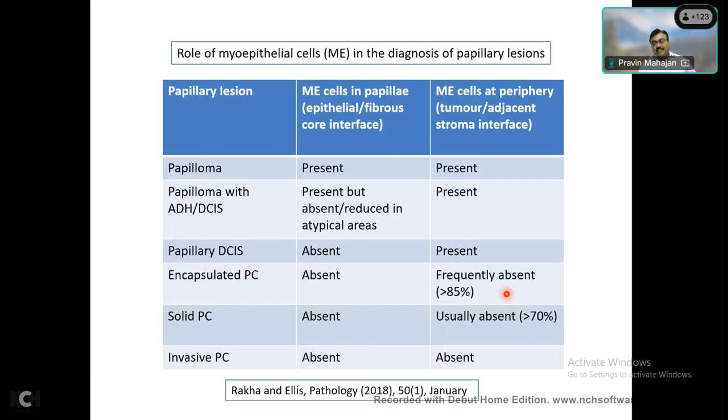In encapsulated papillary carcinoma, you will have absent myoepithelial cells within the papillae as well as in the periphery of the lesion, and most often, more than 85% of the cases will show absence of myoepithelial cells in the periphery of the nodules or the ducts involved.